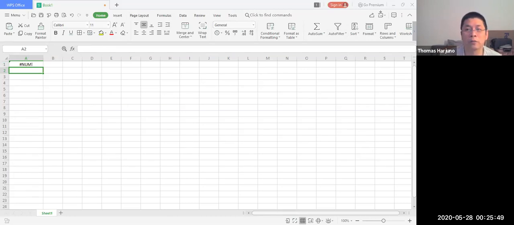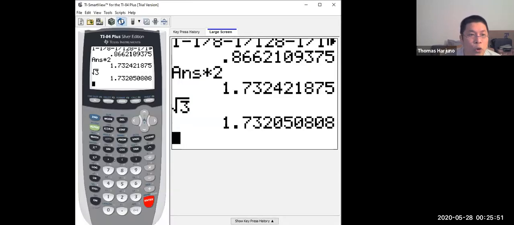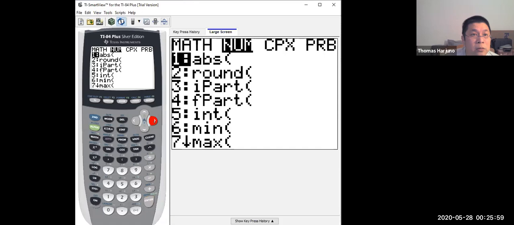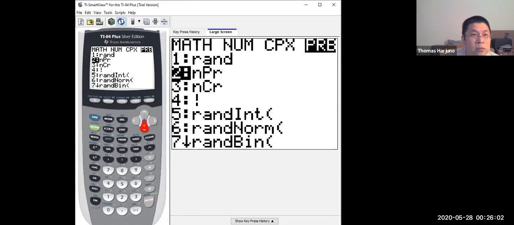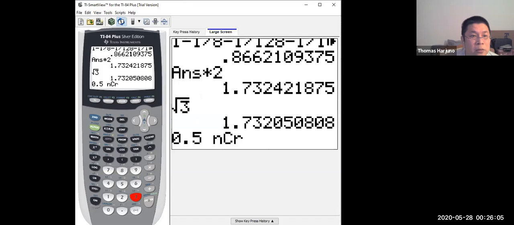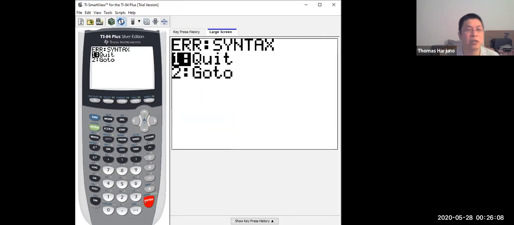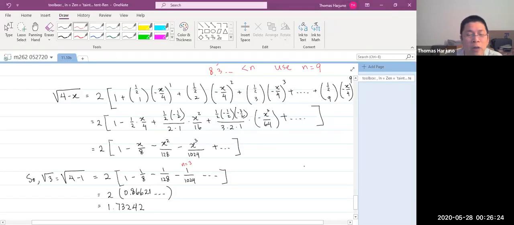Let's use the calculator. Can the calculator handle it? So let's say 0.5 combination 3. Now you see it's not doable. So basically I want to say that your calculator can only do as much as maybe calculus 1. Okay, no, the calculator cannot do this anymore, even if you use Excel.